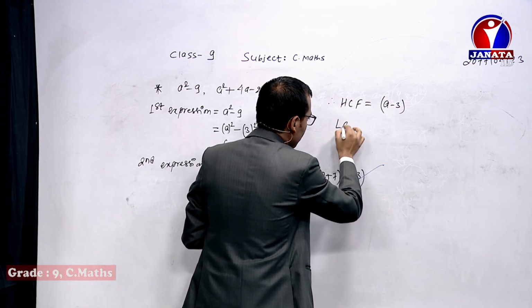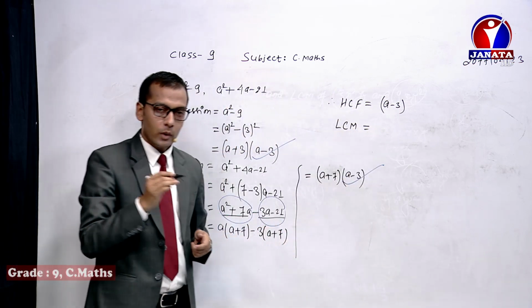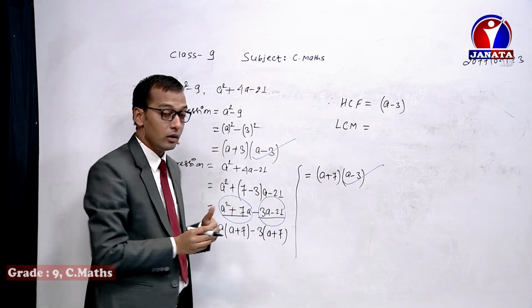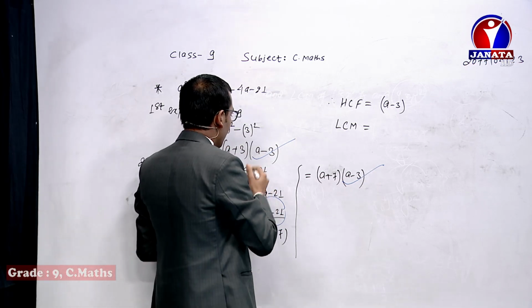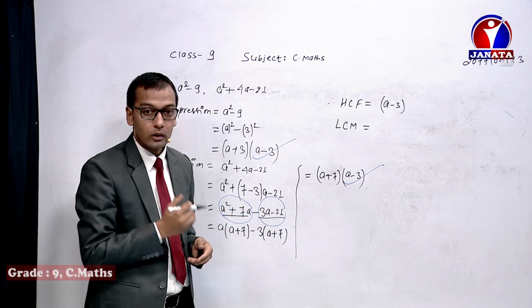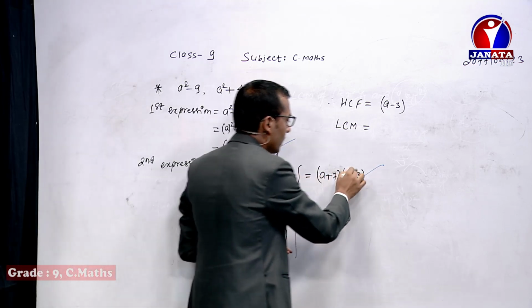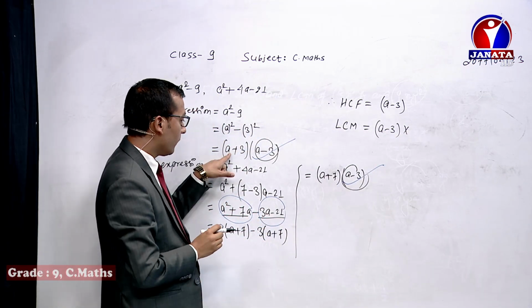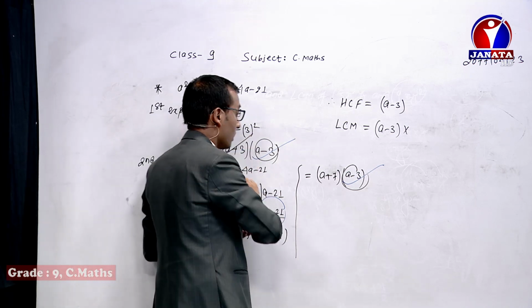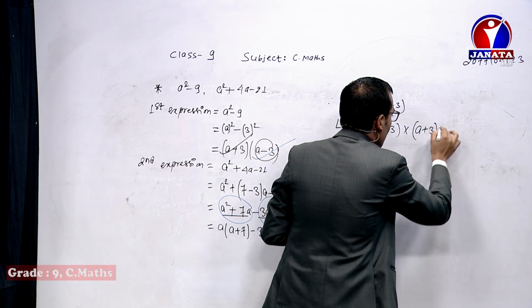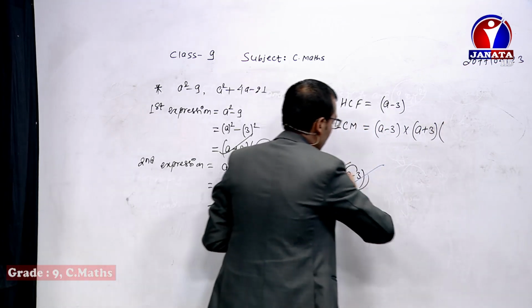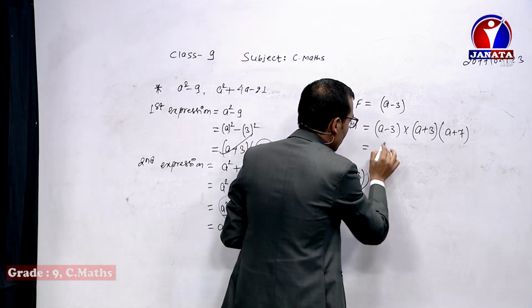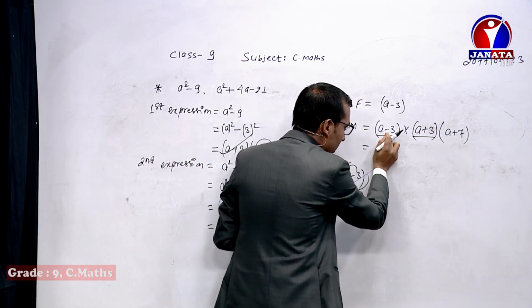Now what is LCM? LCM is the product of common factors and the rest of the factors from the given expressions. So first of all, let's pick out the common factor. So what is the common factor? It's the same, a minus 3, times the remaining factors. The remaining factor from the first expression is a plus 3. What is the remaining factor in the second expression? a plus 7.